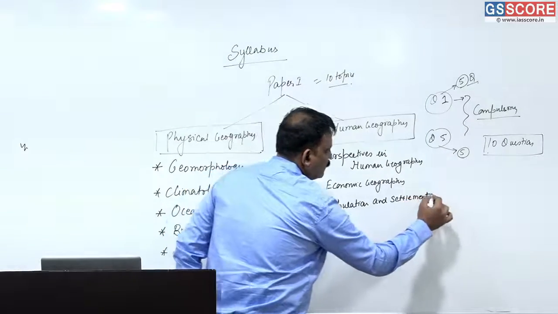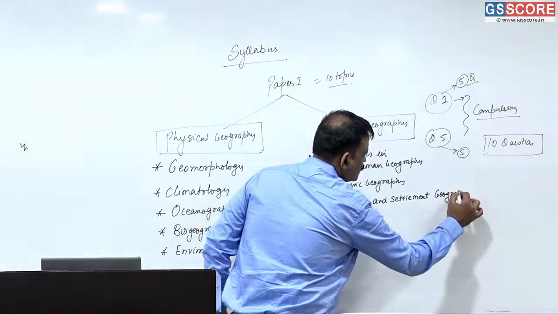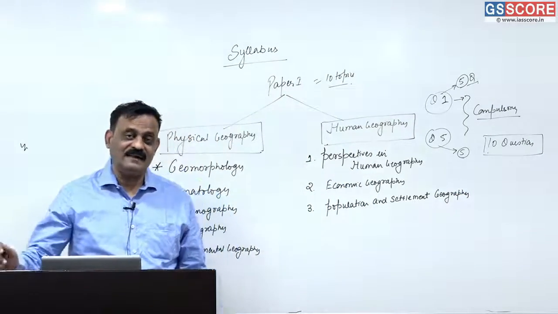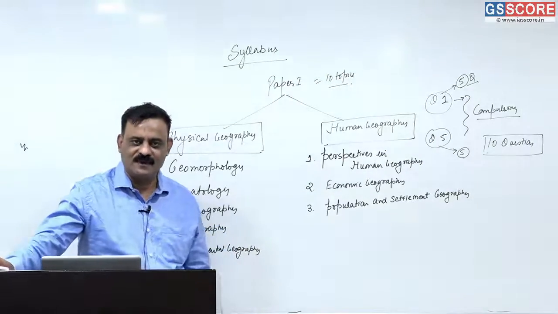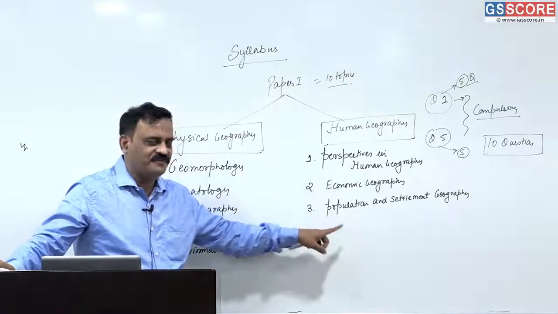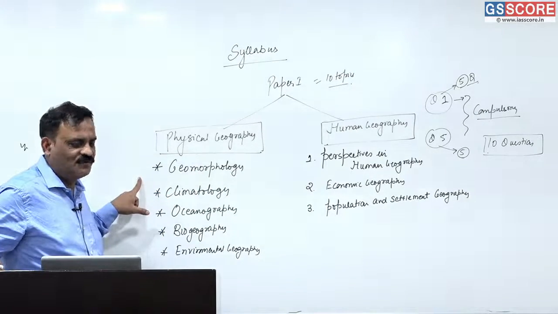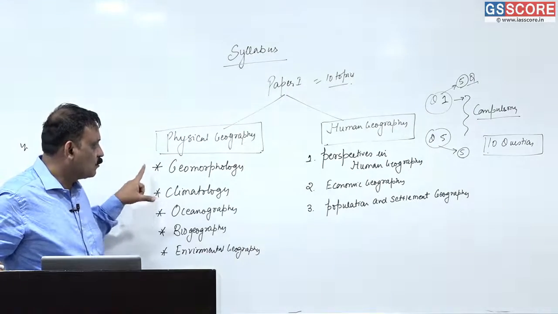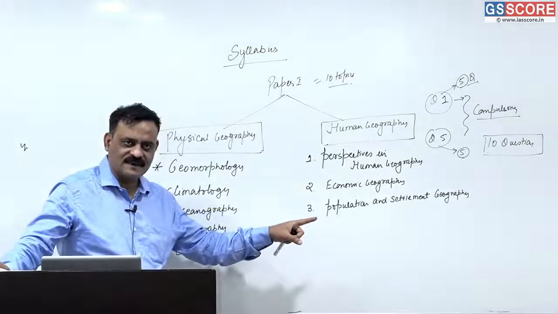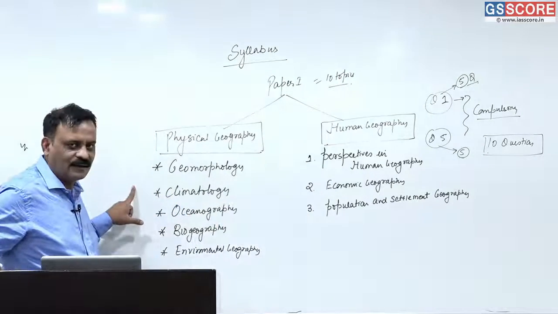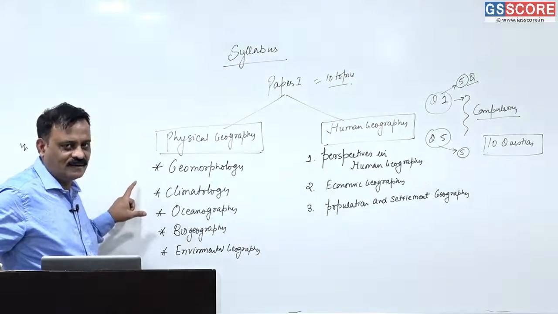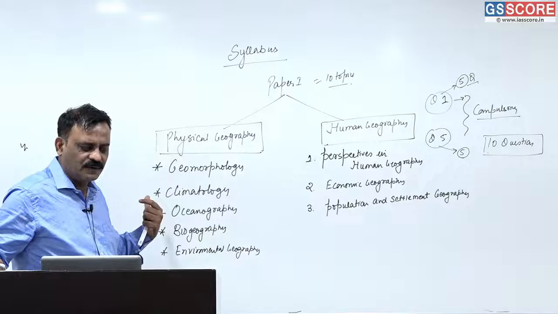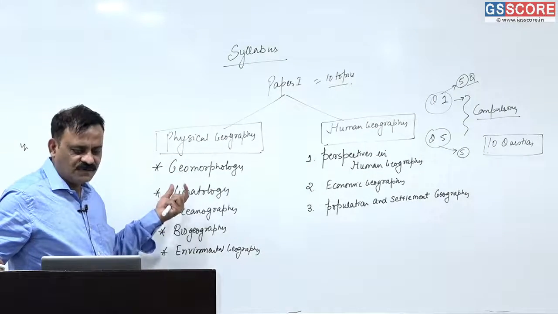Population and settlement geography. If you look at the syllabus of population and settlement geography, it seems to be quite lengthy. For this topic and for geomorphology, a very lengthy syllabus is mentioned, and after that climatology is also given in complete length and breadth. Just look at the number of topics and subtopics mentioned in each topic of physical geography.